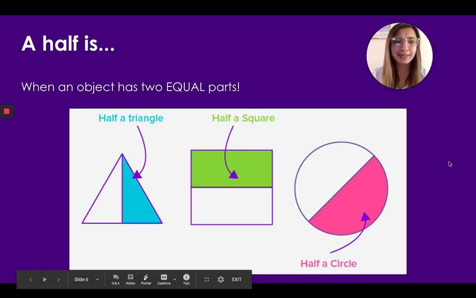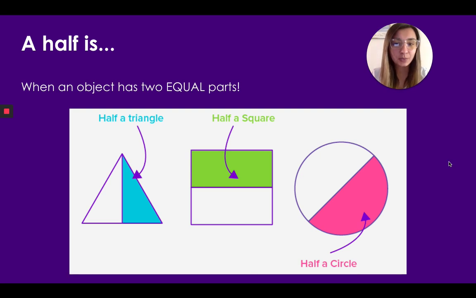All right, so what is a half? A half is when an object has two equal parts. So that's really important to remember. The object has to have two parts for a half, and they have to be equal.